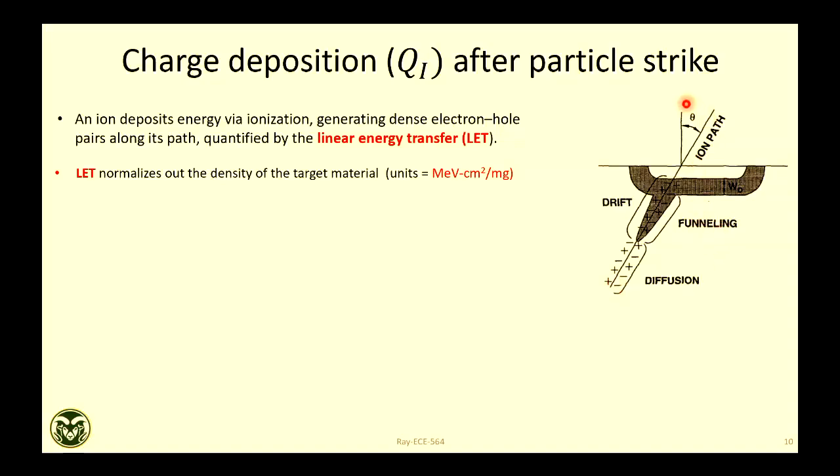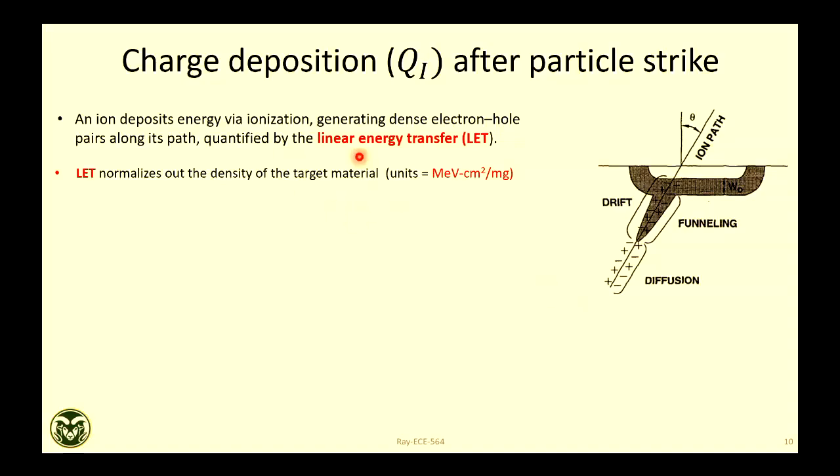Look here: if it comes vertically, if theta is 0, for example, at normal incidence, then it is just the thickness. Thickness is your ion track. Whereas if it comes at an angle, say 30 or 40 degrees, then by cos theta you can elongate the path length. More path length means more charge deposition, because along the path you ionize the material.